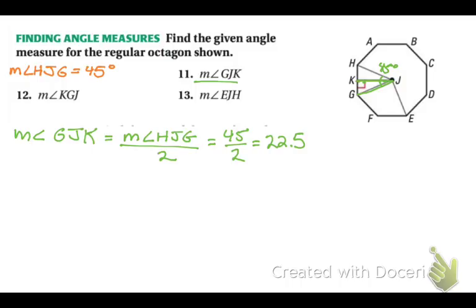So let me just make sure here that we know what we're looking at. So here is a radius. Here is a radius. And here is the apothem. So just make sure you have that straight. Okay, so now we're looking for 12, the measure of angle KGJ.